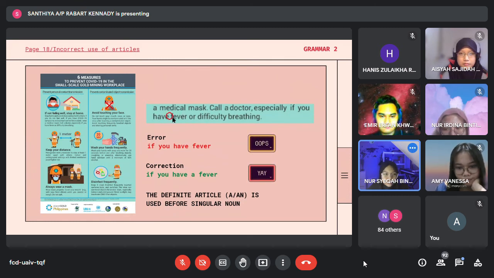We also have to use the article a before fever. There's a very short part from me, so I'm going to hand this presentation to the next presenter. Thank you.